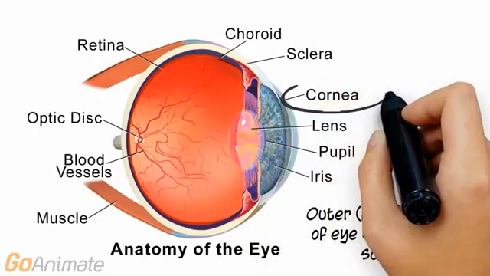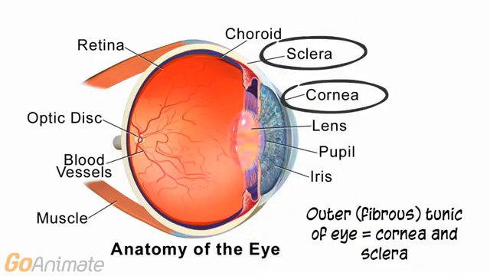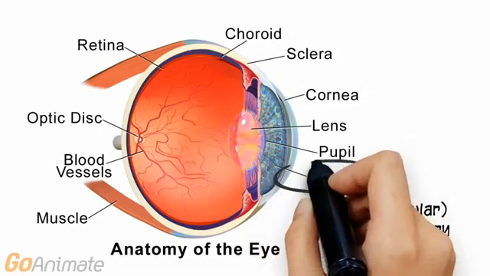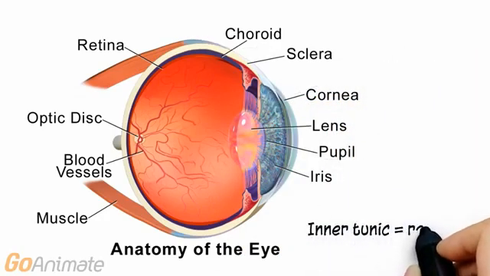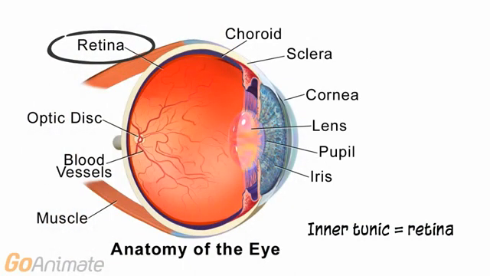The structure of the eye can be described in 3 layers. The outer or fibrous tunic consists of the transparent cornea and opaque sclera. The middle or vascular tunic consists of the iris, ciliary body, and choroid. The inner tunic includes the retina, which will contain light receptors or photoreceptors.